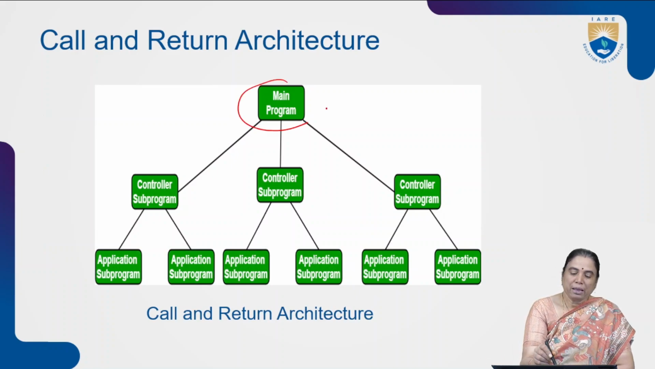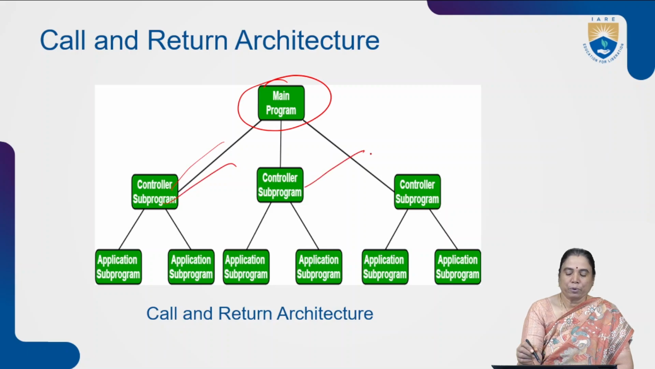The main program is divided into a variety of control subprograms. These can be again divided into application subprograms. When the application subprograms are needed, the control subprogram can call them, which in turn must be called by the main program when required.